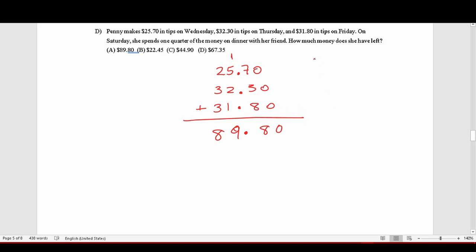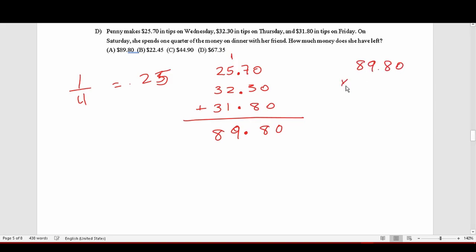It says on Saturday she spent 1/4 of her money. So 1/4 is this, or 0.25. Again, you could have done 1 divided by 4 to get 0.25. And that's a bad 5, so let me fix that. So let's go ahead and find out what 25% of 89.80 is.